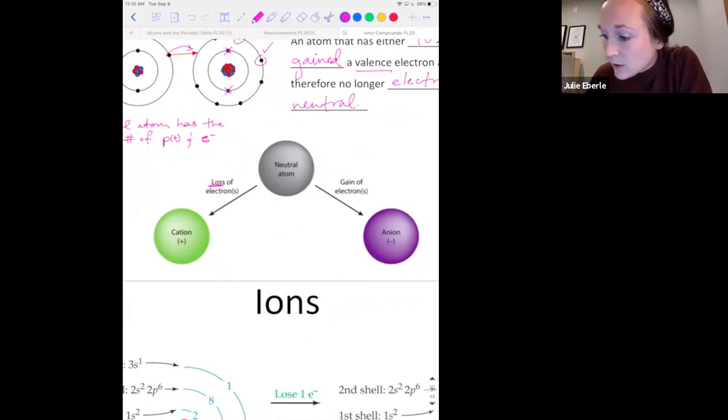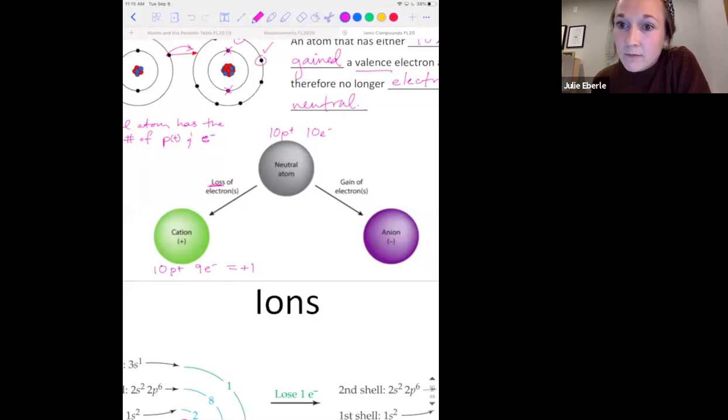For example, if we start out with 10 protons and 10 electrons, this cation would now have 10 protons. How many electrons? 9 electrons. Do you see how positive 10 and negative 9 gives us what?